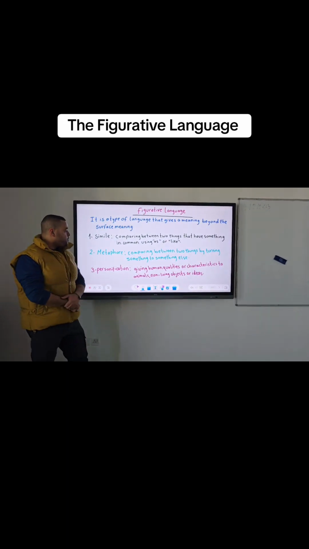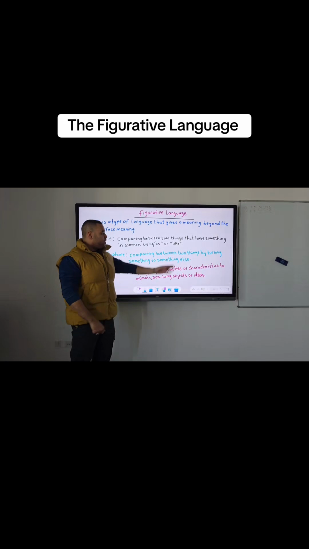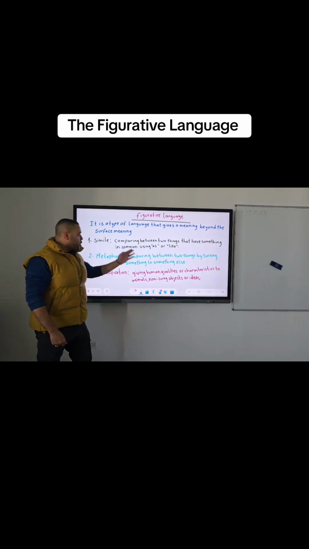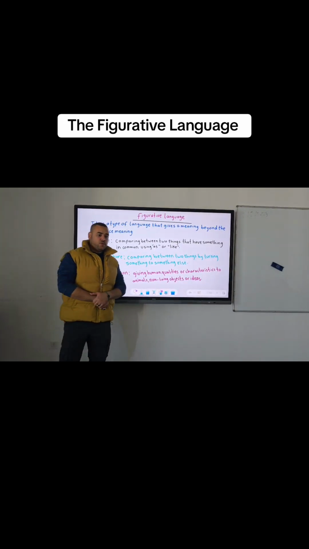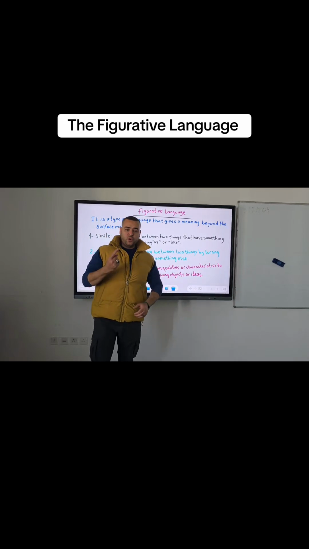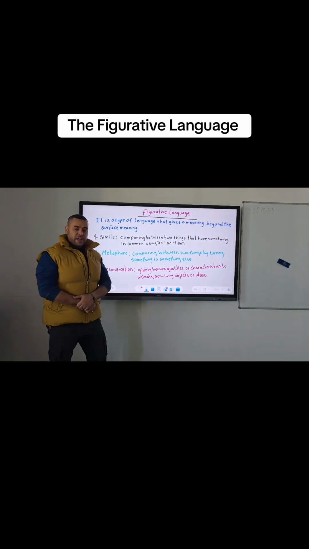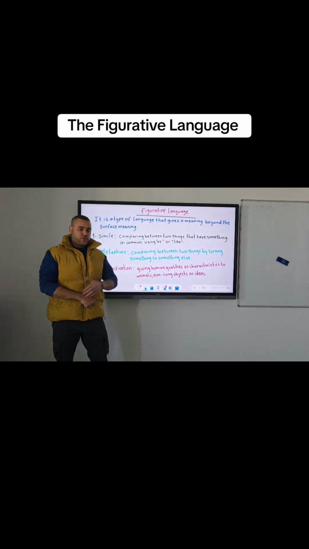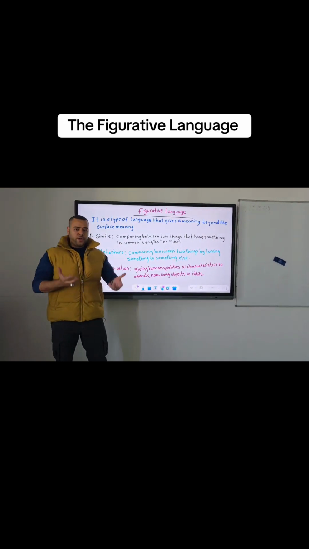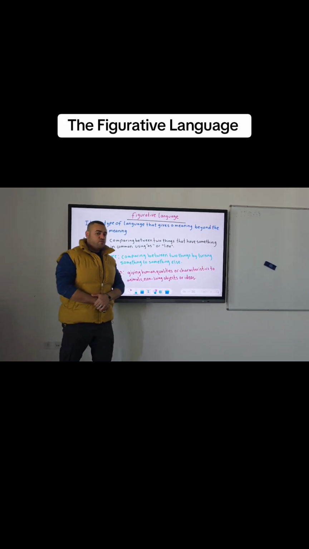The first one is the simile. Simile is comparing two things that have something in common using as or like. So you compare two things that have only one characteristic in common between them, and we use as or like. It's like when you say Ahmed is brave like a lion, or Ahmed is brave as a lion. So here we are comparing Ahmed and the lion. Both of them are brave.